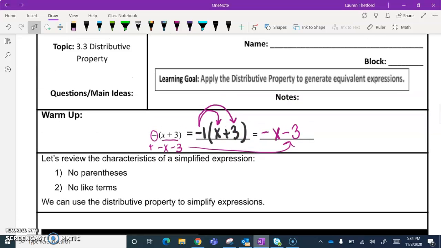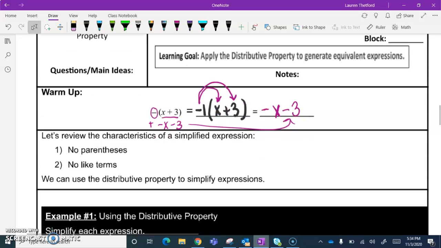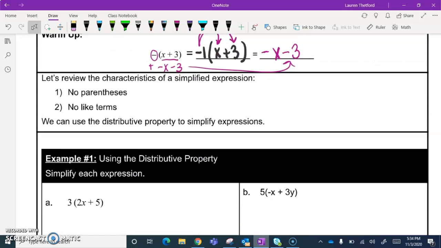So now we're going to start the distributive property, where we will apply the distributive property to generate equivalent expressions. So let's review the characteristics of a simplified expression. So first, we need no parentheses. So our answer cannot have any parentheses. And 2, we can't have any like terms. So we can't have anything with the same variable. We can't have multiple constants. We have to have them all combined down. So we use the distributive property to simplify expressions.